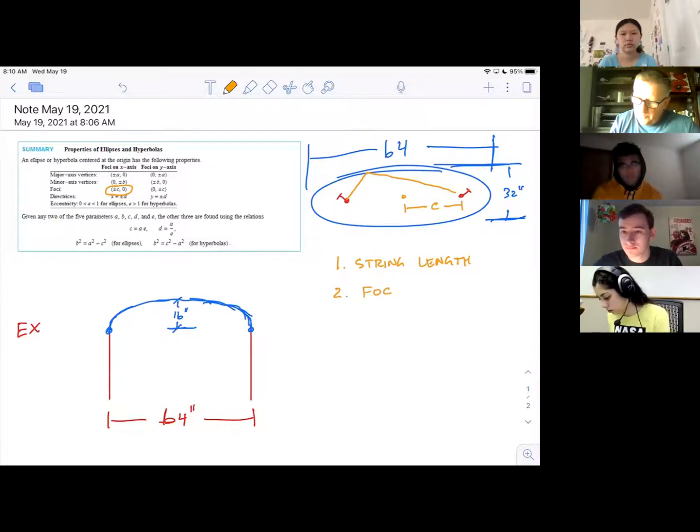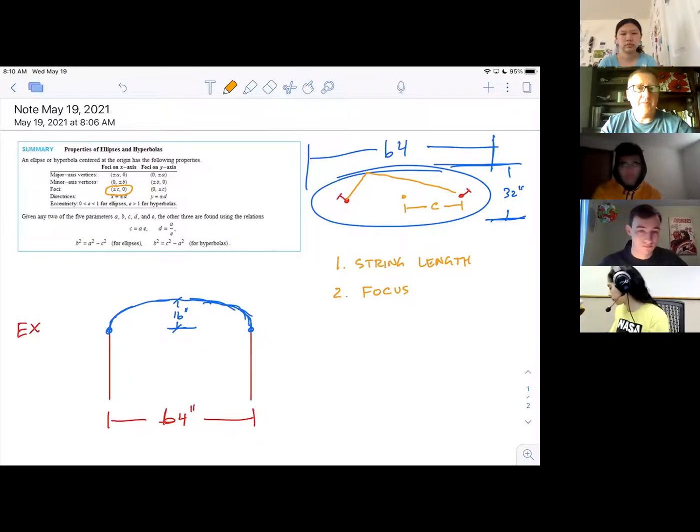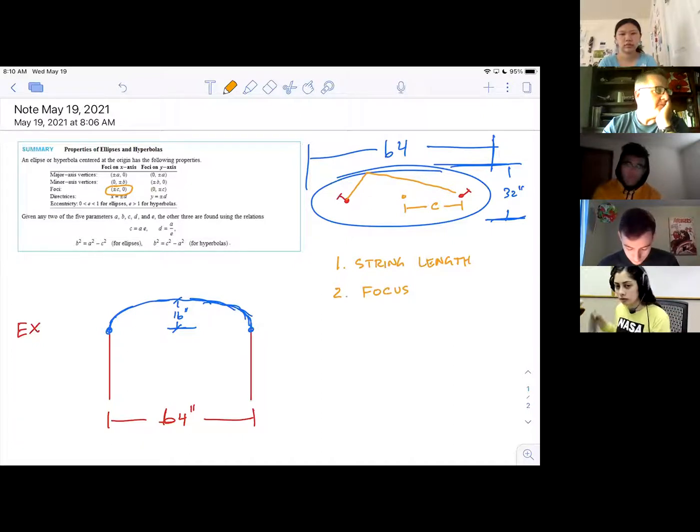Focus, focuses, foci. I think I'm just going to say focus. Focus sounds weird. So again, this is just kind of a practical question. I'll give you just a couple minutes.